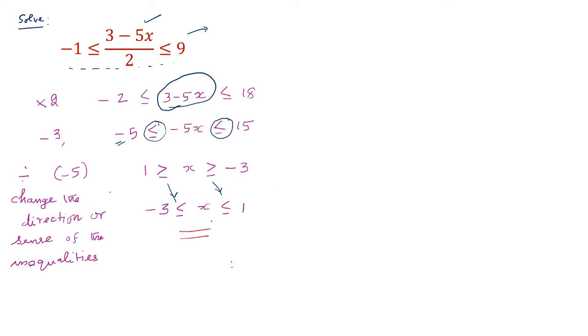Now we get that x should be in such a way that minus 3 is less than or equal to x, and x is less than or equal to 1. So the solution set is all x such that minus 3 is less than or equal to x less than or equal to 1. We understood this. Now we will graph this on a number line.